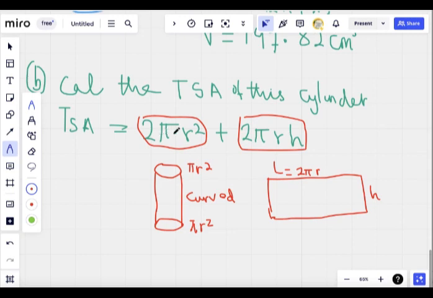And how we got this 2 pi r square is these two circles, the top and the bottom, we added together, we get 2 pi r squared. So this is the formula for calculating the total surface area of a cylinder.